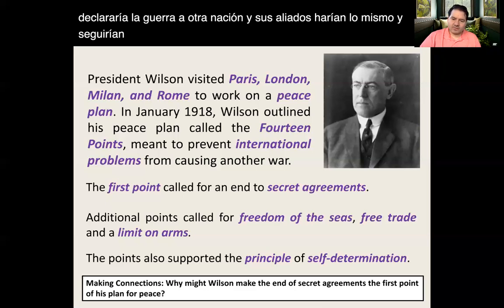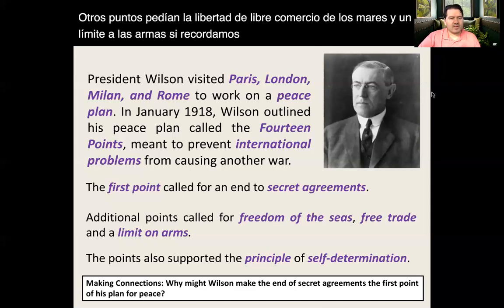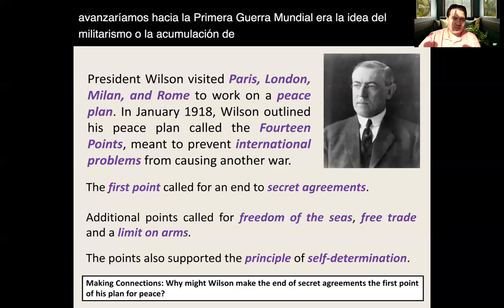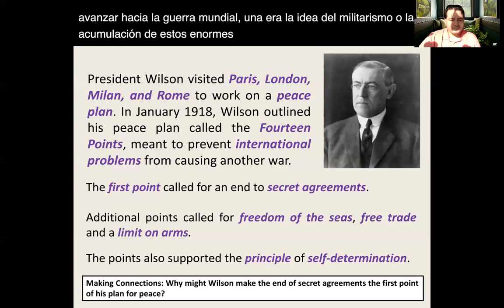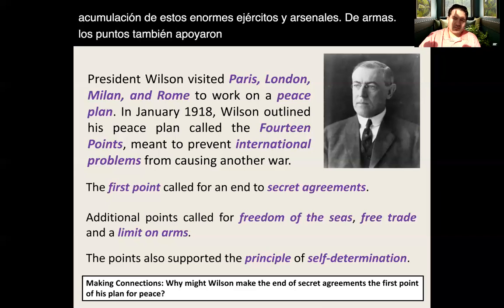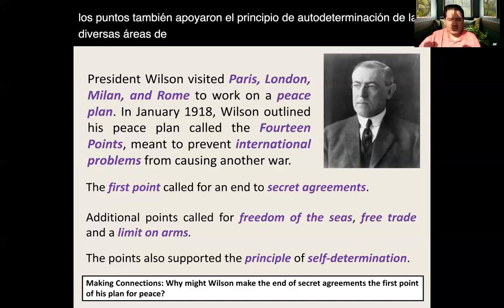Additional points called for freedom of the seas, free trade, and a limit to arms. If we remember, another one of those reasons moving forward into World War I was the idea of militarism, or amassing these huge armies and arsenals of weapons. The points also supported the principle of self-determination, various peoples having their own say in their own governments.